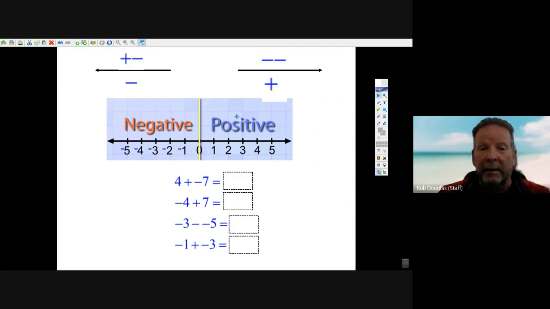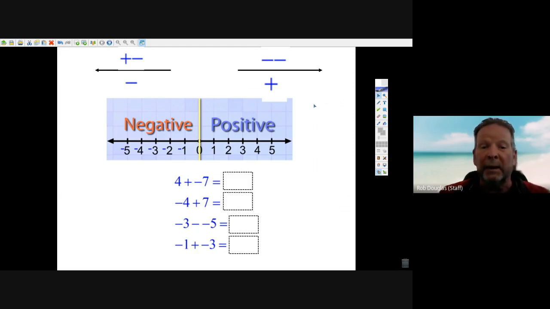Now, there are two important things that you've got to know about adding and subtracting integers. When you add, you start somewhere on the number line and you always move to the right. And when you subtract, you have to start somewhere, and you always move to the left. So subtracting, you go to the left, adding, you go to the right.